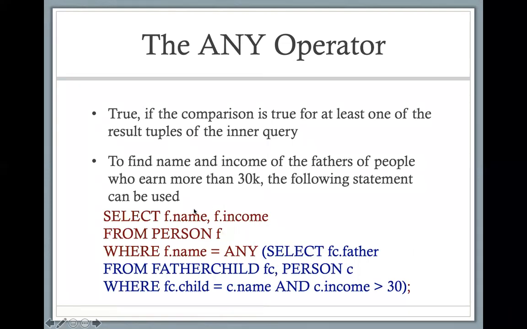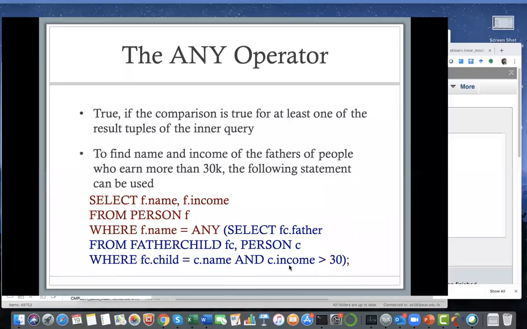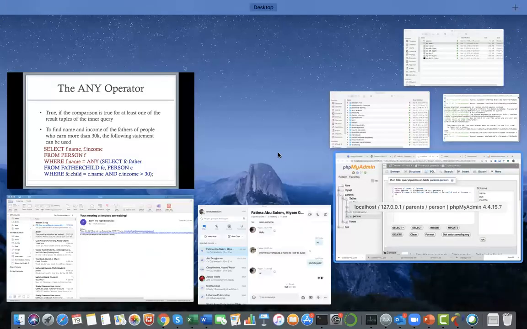Now, if the condition is true for any of these records, then I would return the record. So I take every record in the outer query and check if the where condition is true for any one of the results of the inner query. If that's the case, I return this record. So let's see this in action.